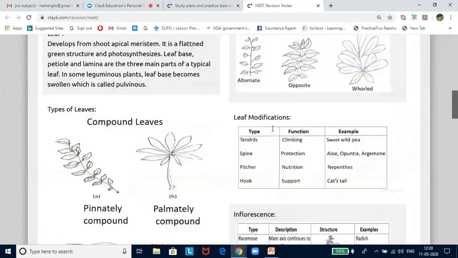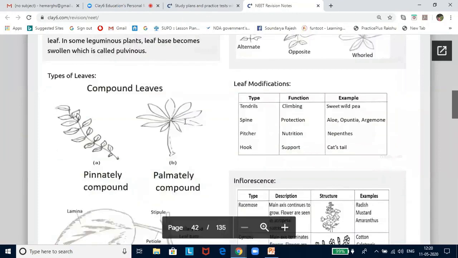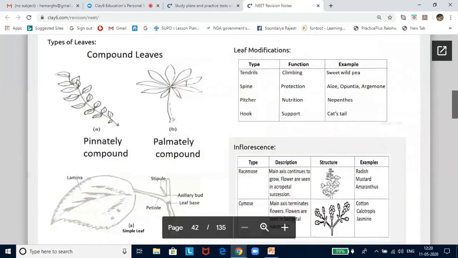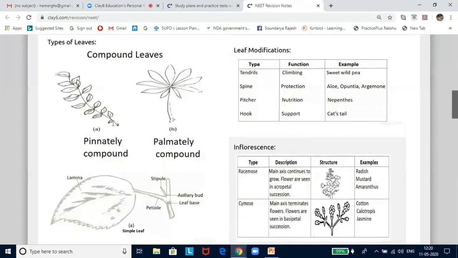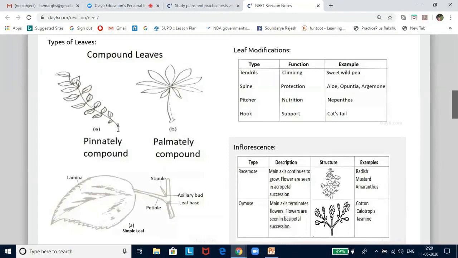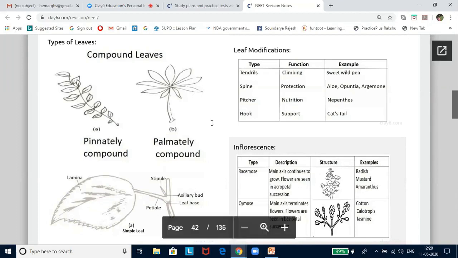Now let us look at types of leaves. Here you have a simple leaf, which I already showed and described. Simple means one leaf coming out from one node. Now the compound leaf, as you might have seen in neem. Each branch has many leaflets coming. When the incisions of the lamina reach up to the midrib, breaking into a number of leaflets, the leaf is called a compound leaf. Compound leaves can be pinnately compound or palmately compound. In pinnately compound, there are a number of leaflets present on a common axis.